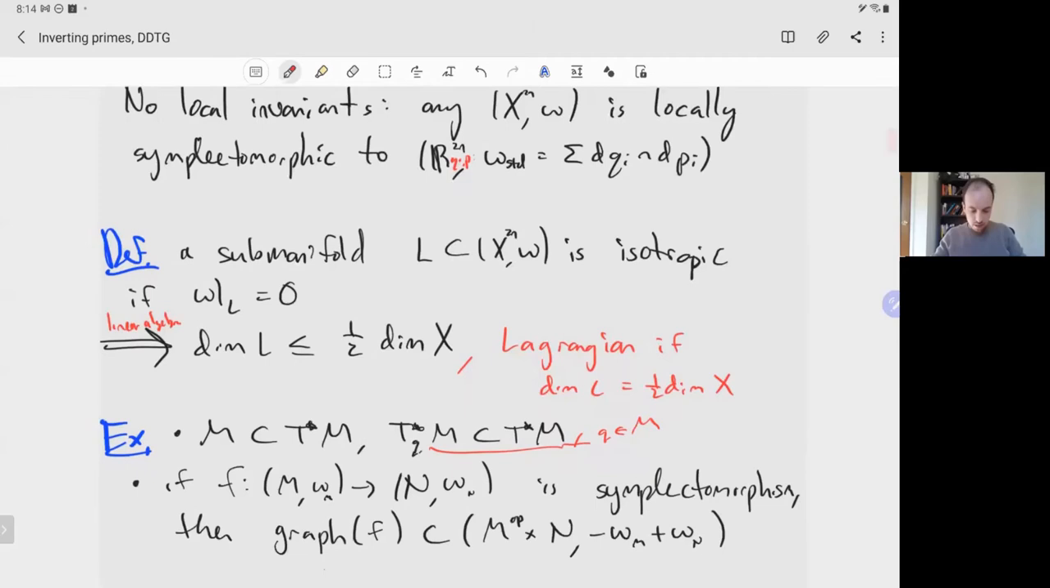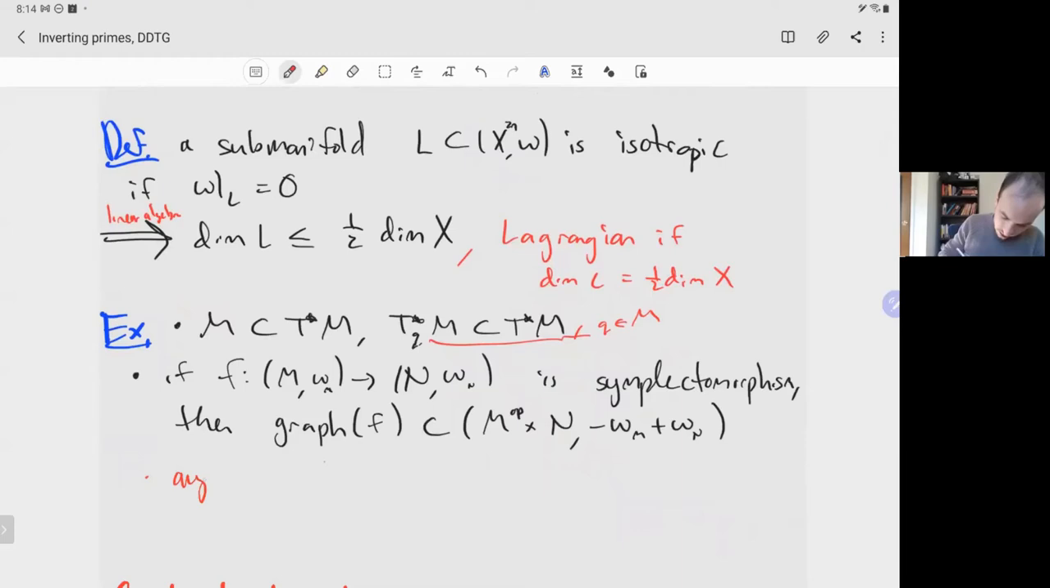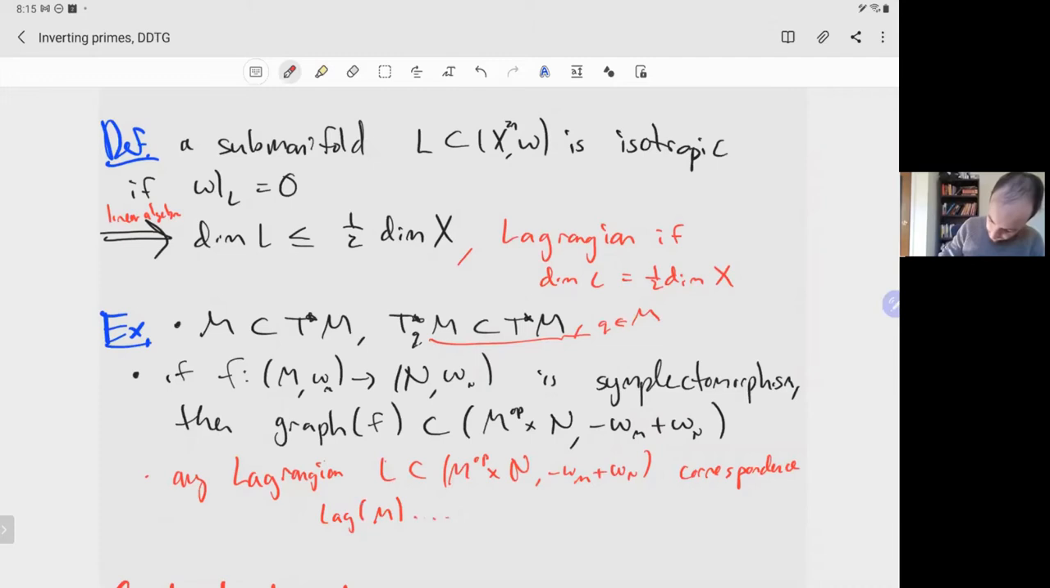Okay. And I guess conversely, I should say that any Lagrangian in this product, this is a correspondence, should be thought of as some kind of generalized symplectomorphism. So it should map Lagrangians in M morally to Lagrangians in N. And this doesn't always work. You need some transversality conditions, but I'm just trying to highlight that you should think of Lagrangians in the product as giving you a map from M to N, or the other way. Okay, any questions so far?